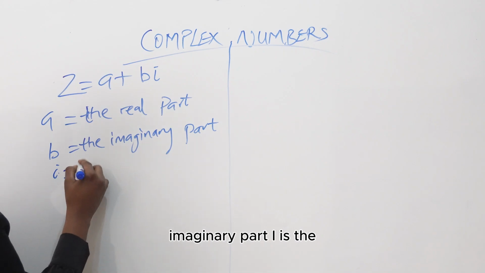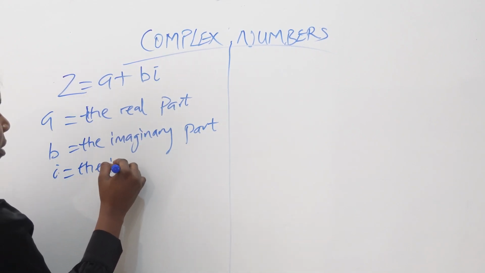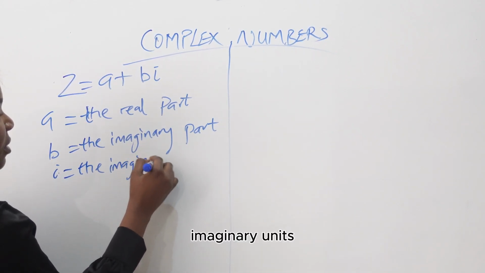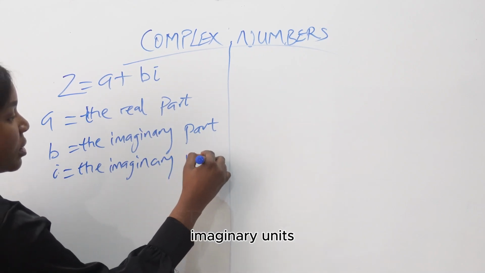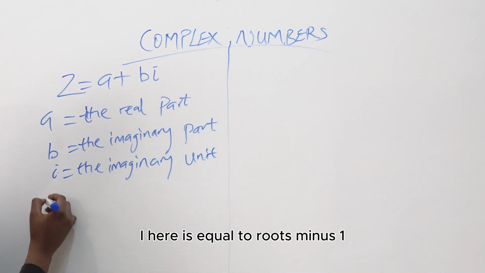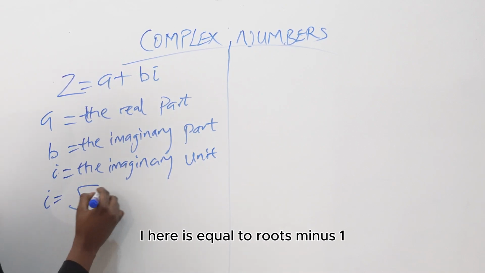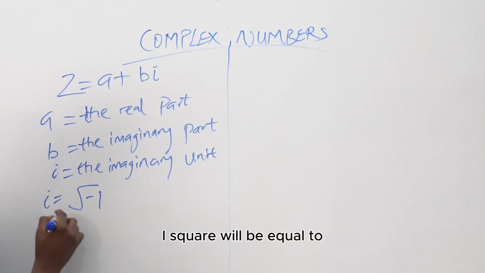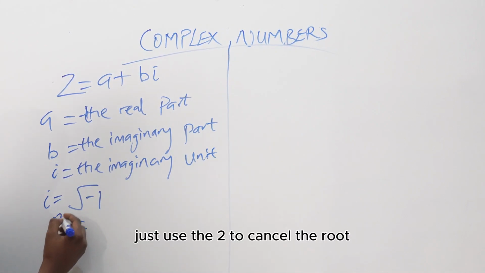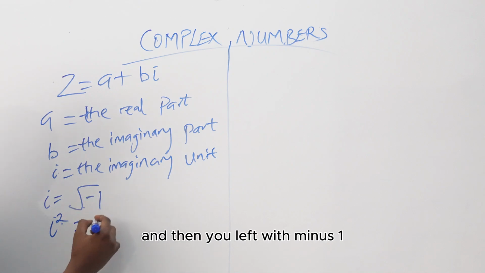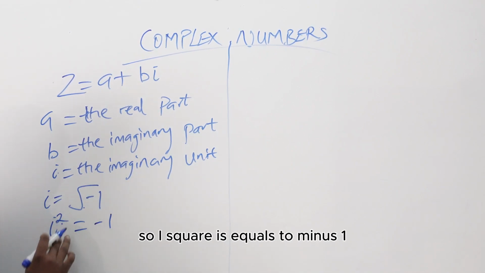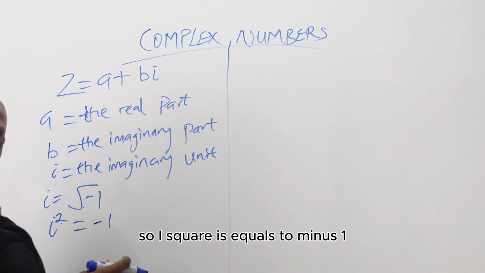i is the imaginary unit. i here is equal to root minus 1. i square will be equal to, just use the 2 to cancel the roots and then you're left with minus 1. So i square is equal to minus 1.